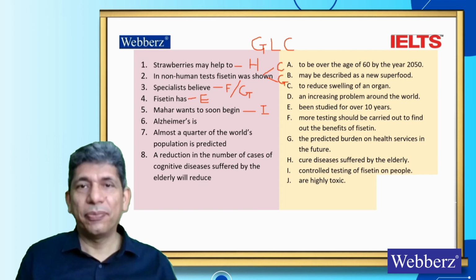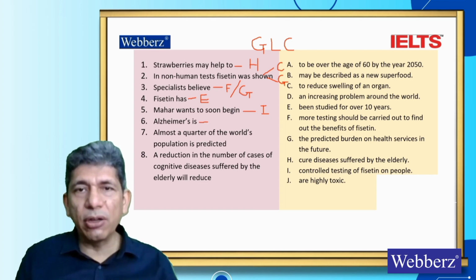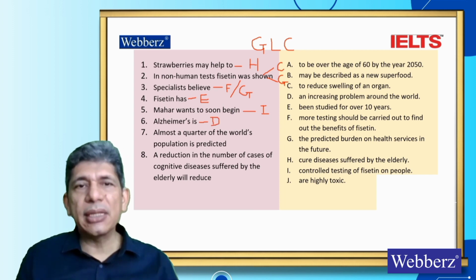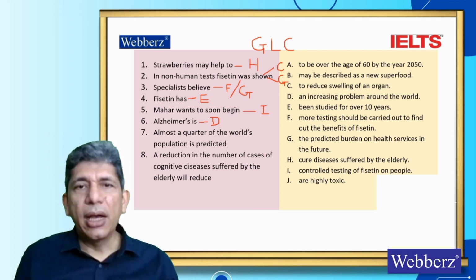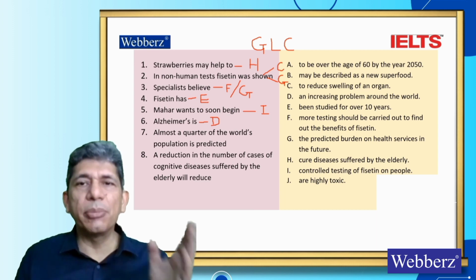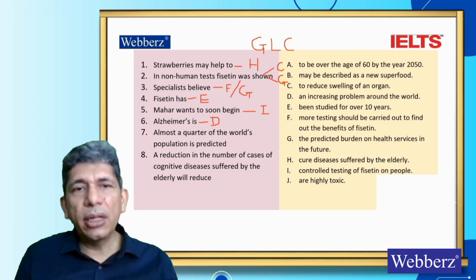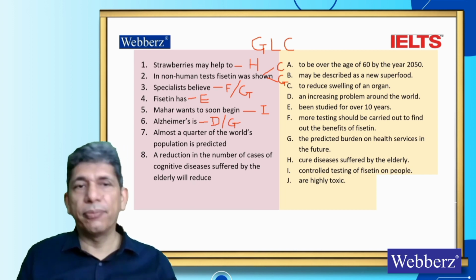Alzheimer's is to be over the age, may be described as new superfood, to reduce the swelling of an organ, an increasing problem around the world. So we put D as the shortlisting here. Being studied, Alzheimer's is been, has been, should be the right answer, for over 10 years, so it's not there. Alzheimer's is more testing should be carried out. Alzheimer's is the predicted burden on health services in the future. Well, it may be a secondary choice in case you do not know anything, so it can be the answer.